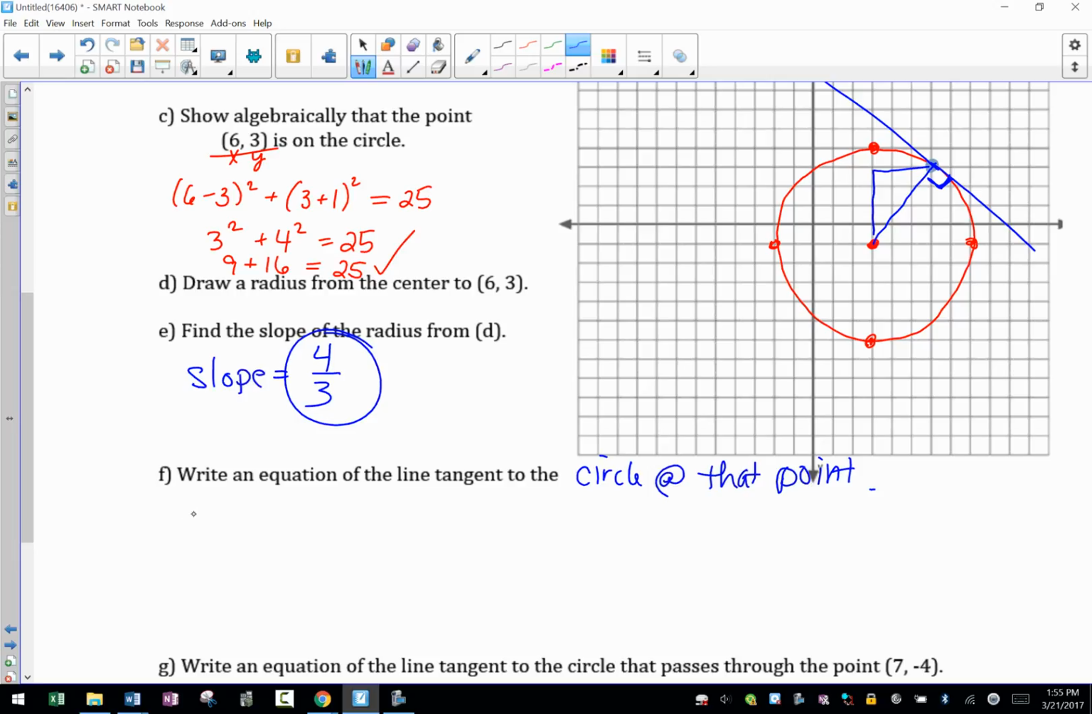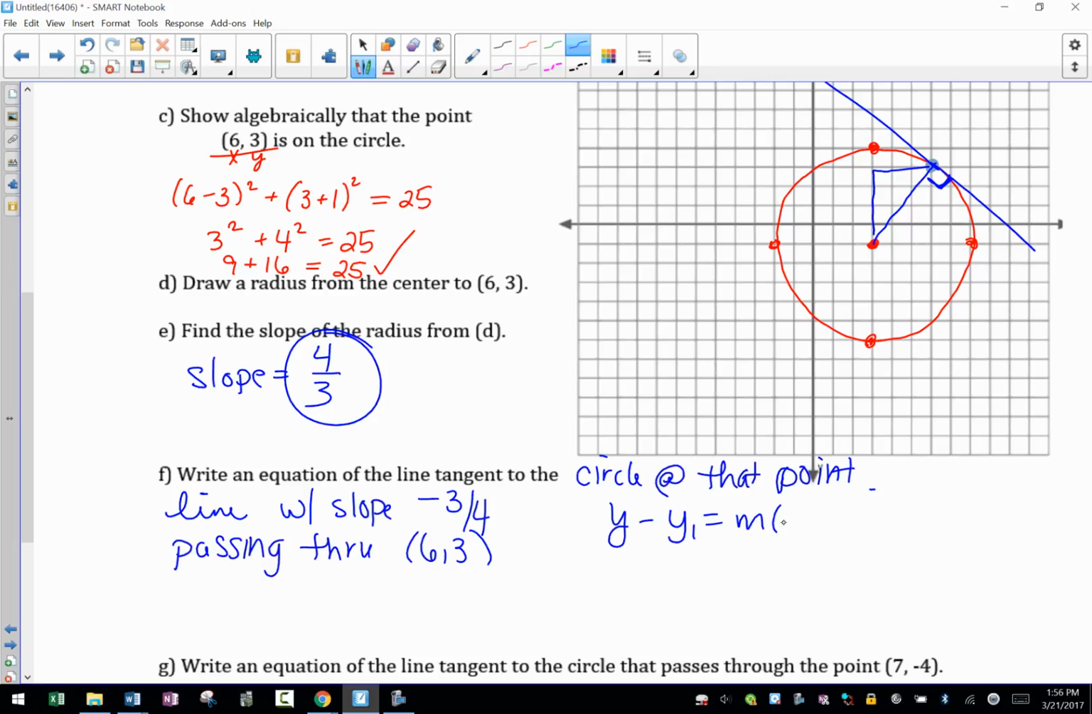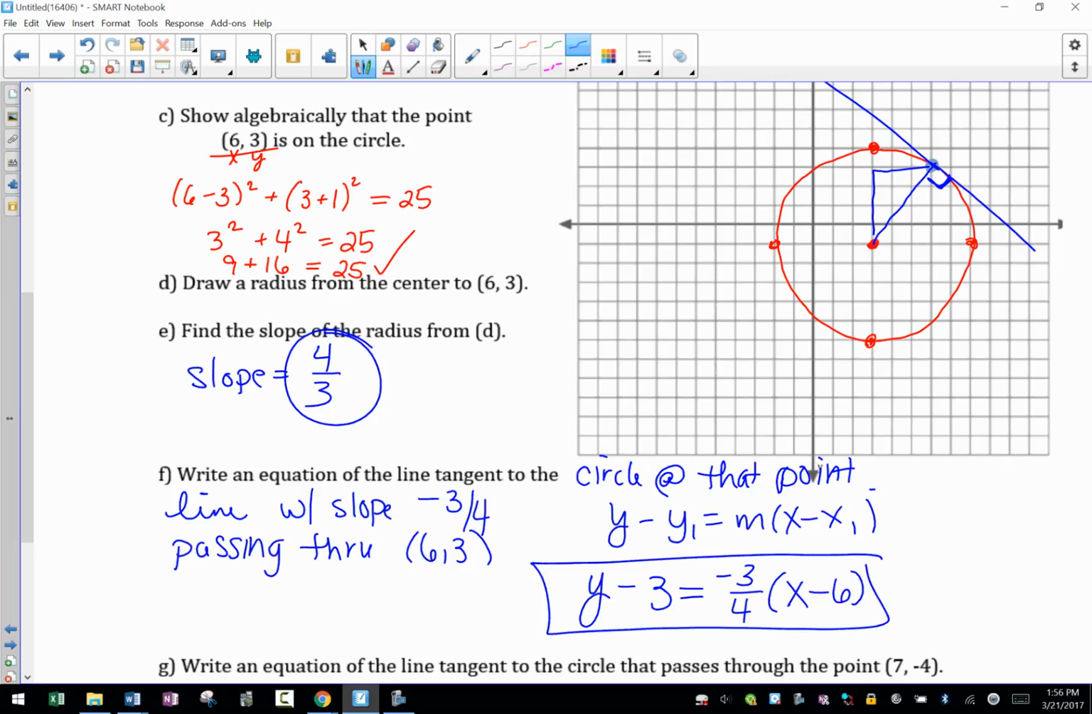In other words, I want to write the equation of a line with a slope of -3/4, that's this line, slope of -3/4, passing through the point (6, 3). Well, what do I need to write the equation of a line? I need a point and I need a slope, and then I can put it into y minus y1 equals m times (x minus x1) form. I'll negate the point and put it in that equation. So that would mean it's y minus 3 equals the slope times (x minus 6). And that's the equation of the tangent line.